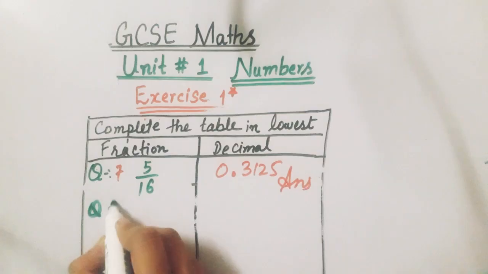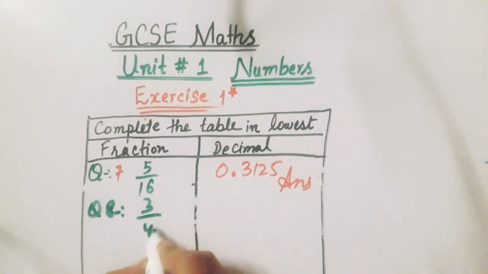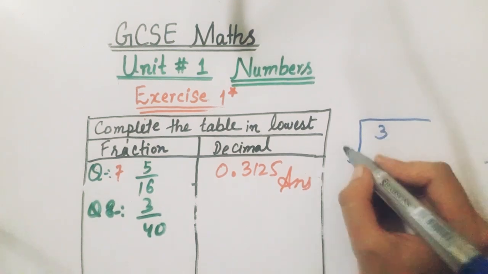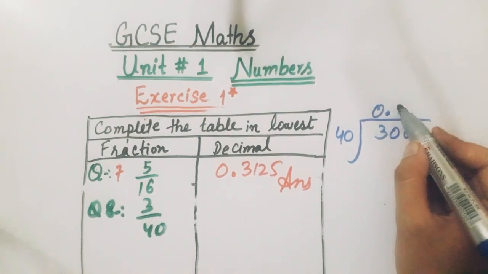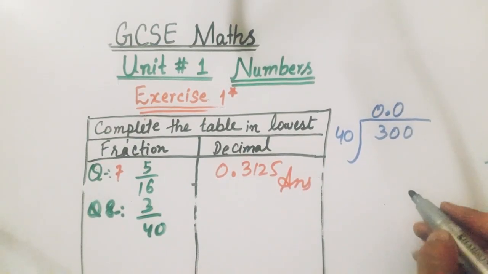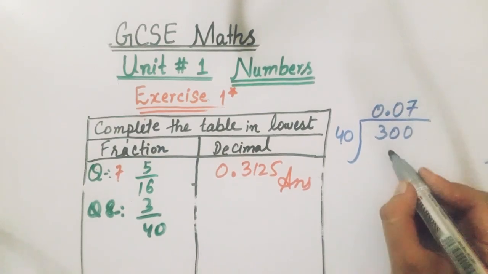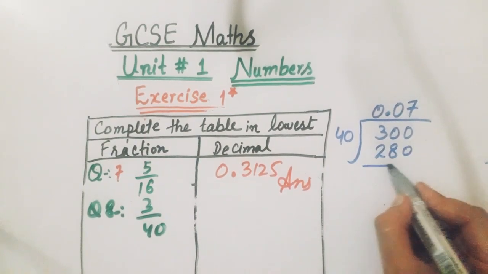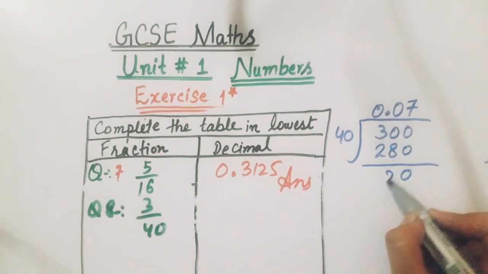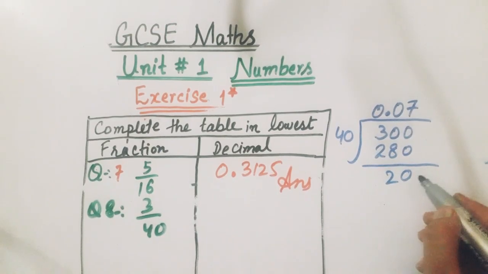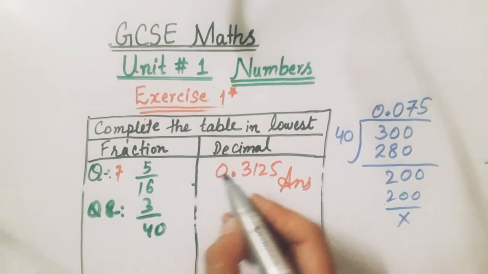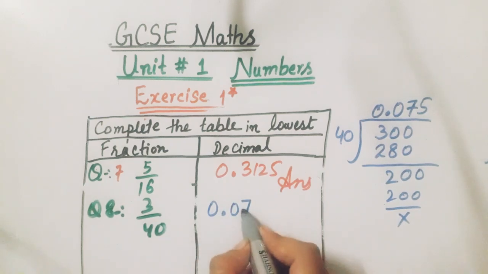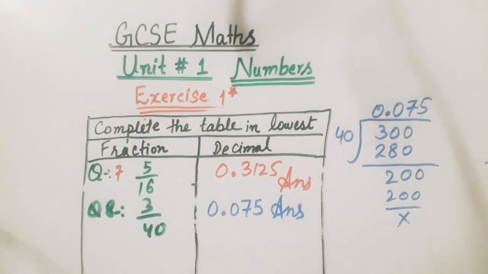Next, question number 8 is 3 by 40. So divide this. 3 is smaller, so 0 point. This is also smaller, so again 0 is placed here. So we get 4 sevens are 28, so 280. So we get 20, then again 0. 5 fives are 200. So in decimal form we get 0.075. This will be the answer. Now we will solve question number 9.